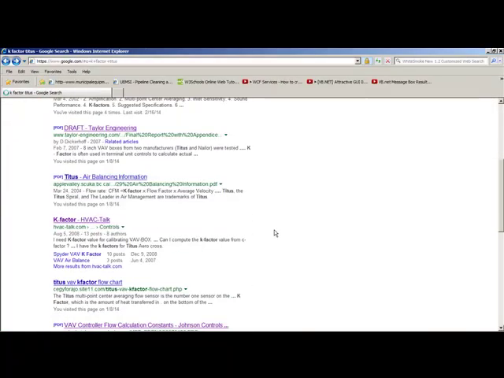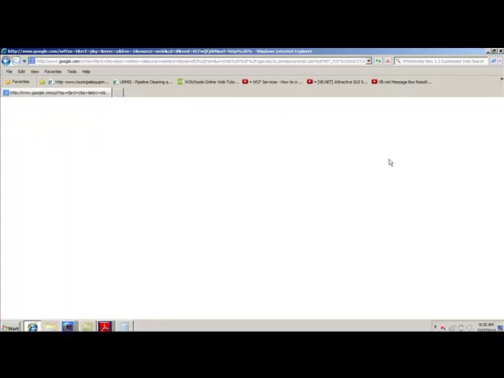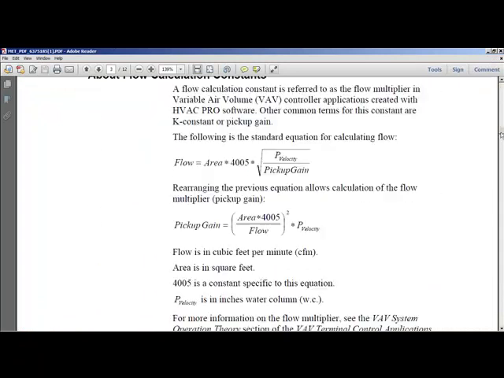Let's take a look at the Johnson Controls literature, and in this file they say that the flow is equal to the area times 4005 multiplied by the square root of the velocity pressure divided by the pickup gain, and then the pickup gain is equal to the area times 4005 divided by the flow, to the power of 2, multiplied by the velocity pressure. We're going to need to know the pickup or gain because we don't get that with the Titus file.